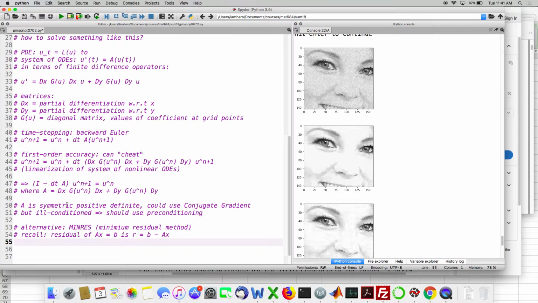And the way we achieve a minimum residual is to solve a full rank least squares problem. We haven't talked about least squares yet. That's discussed in chapter 4 of the textbook. So that's something I'll be covering today.